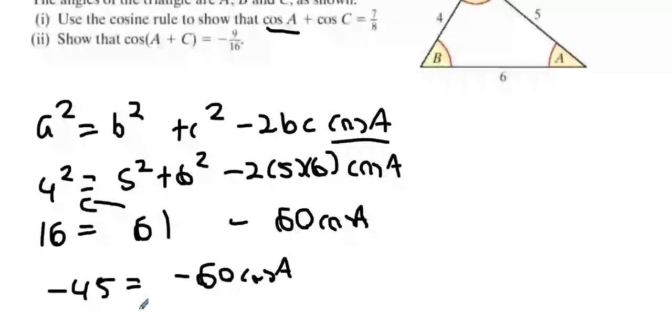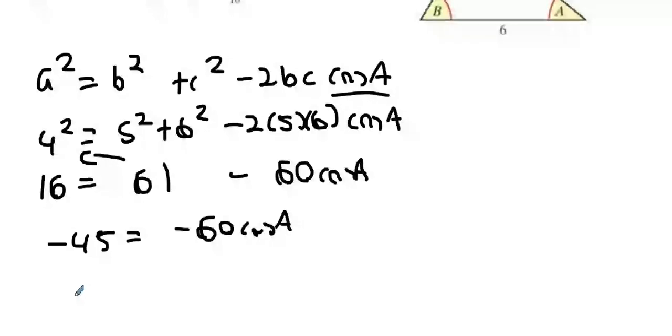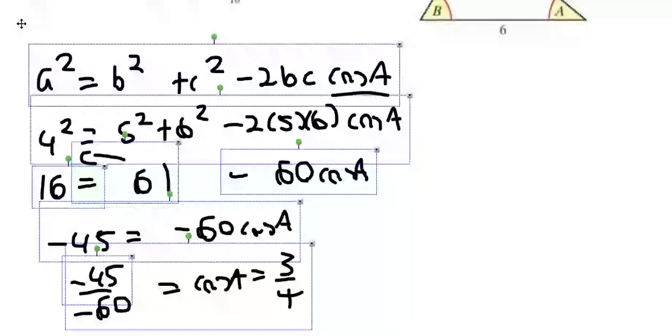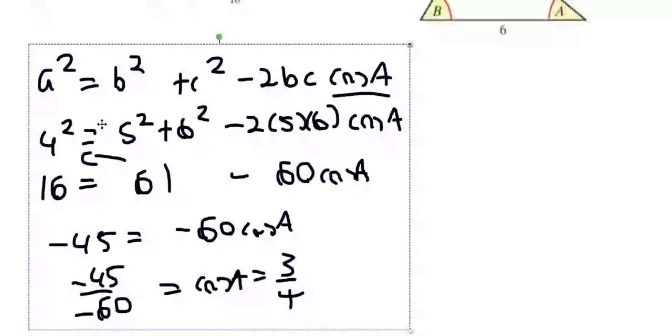And then what we're all going to find out is that minus 45 over 60 is what? Yeah. 3 over 4. Are you cool with that? Now, we have to do the exact same method for what? Cos C. So we're going to do the exact same method for cos C.